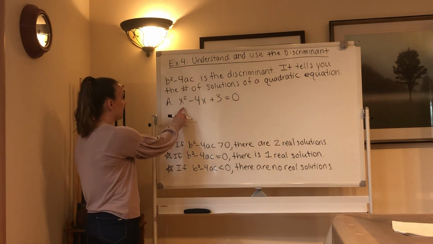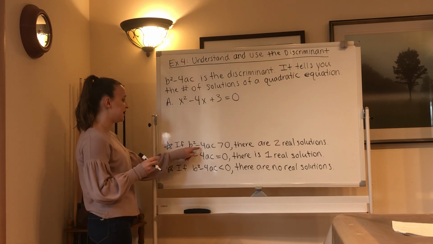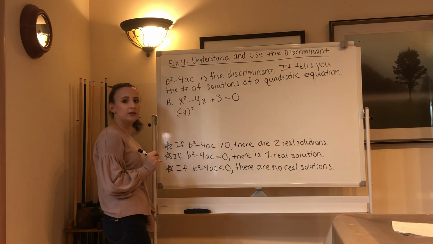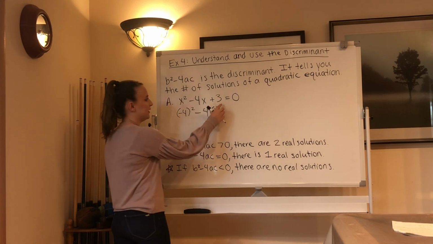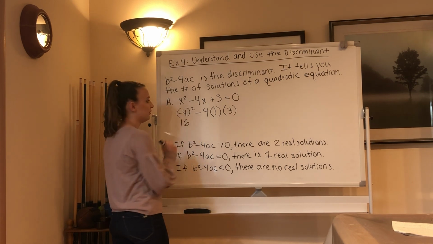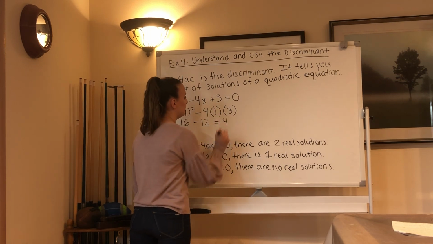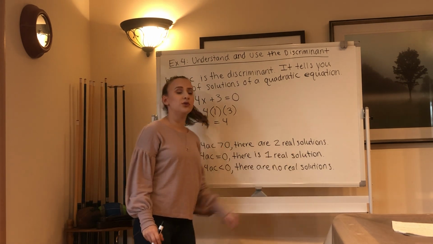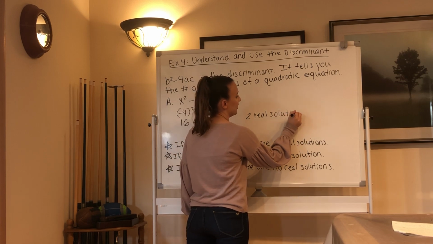So we have an example here, x squared minus 4x plus 3 equals 0. We're going to start with b squared. So b squared, that's negative 4 squared, minus 4, a is 1, c is 3. Negative 4 squared is 16, minus 12, and 16 minus 12 is 4. 4 is greater than 0, so that means that there are 2 real solutions. Mr. Rabel is going to teach you the next example.